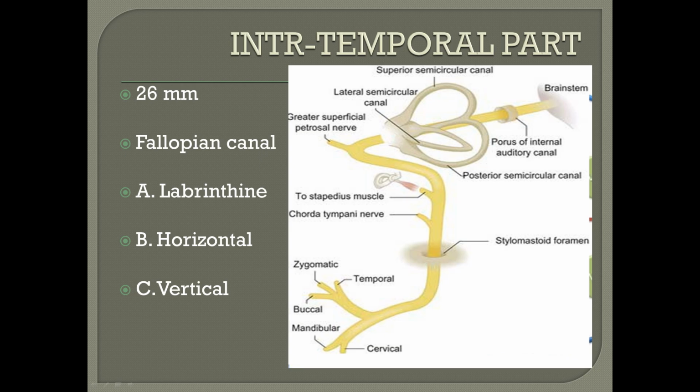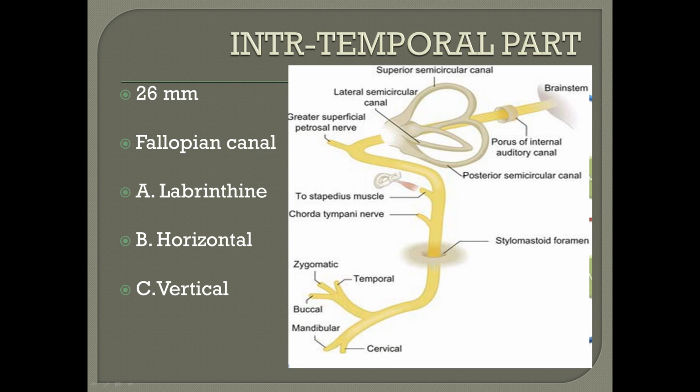There are two branches that arise from the vertical part. One is the nerve to the stapedius muscle, which on contraction pulls the stapes outward, so as to prevent any acoustic trauma. And just before the stylomastoid foramen, the chorda tympani nerve arises, which supplies taste sensation to the anterior tongue. So these are the three parts, and the length of this vertical part is also 12 to 14 millimeters.